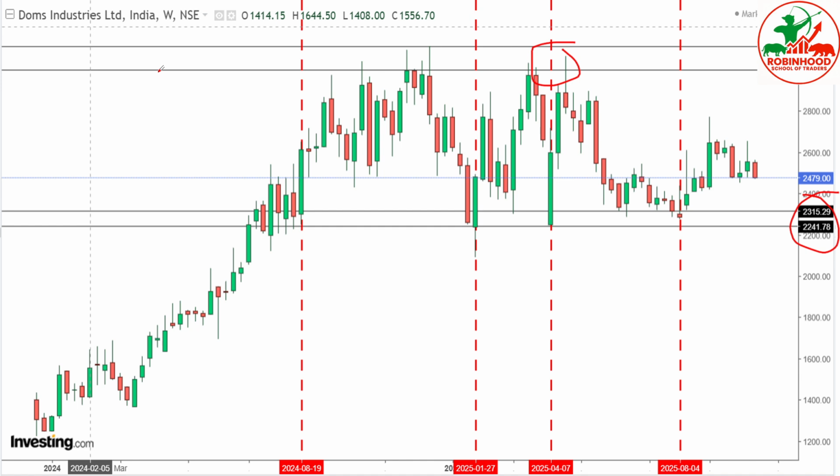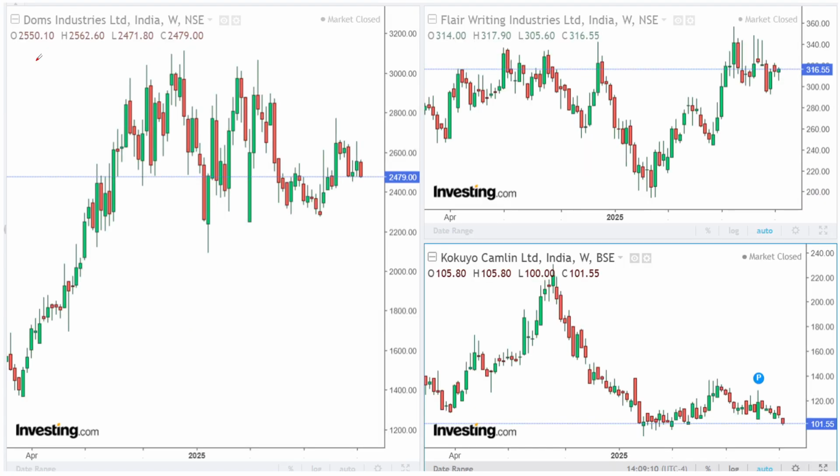a different company of the sector? Let's see. I plotted another one in the same weekly time frame as DOMS. You can see DOMS, as I told you, has a very strong support in the vicinity of 2300 and a stiff resistance somewhere in the vicinity of 3000. But the stock oscillates, so that's a very good thing. So you can make money, pull money.